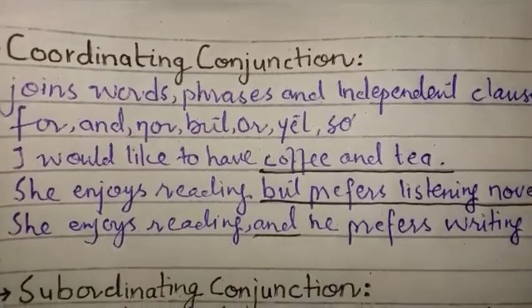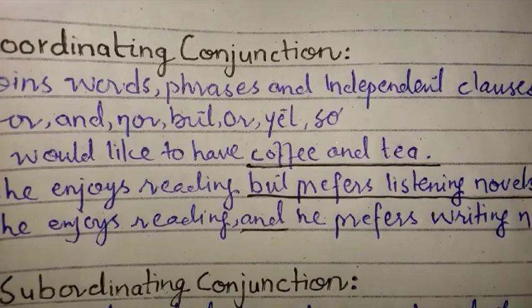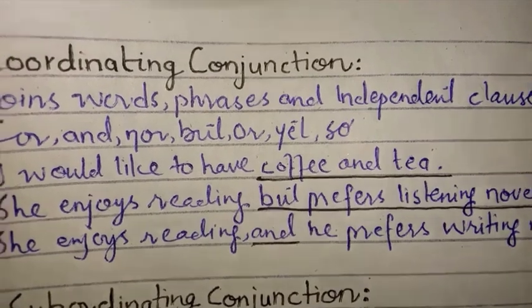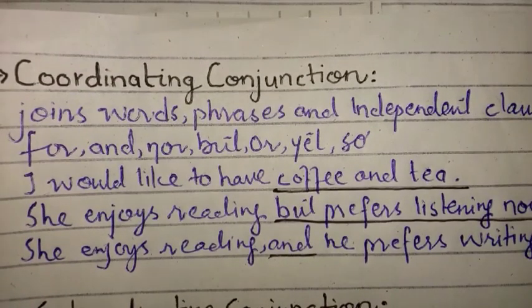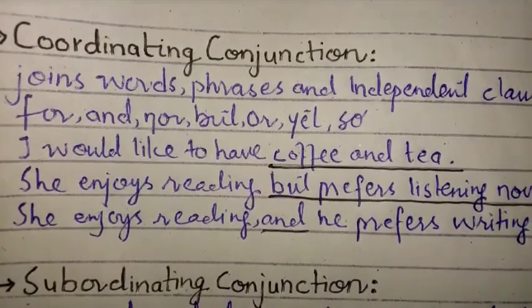For example: for, and, nor, but, or, yet, so. These are our coordinate conjunctions, which are remembered with the help of the acronym FANBOYS. For example, the sentences have been given in the form of examples. I would like to have coffee and tea. Here in this sentence, a coordinate conjunction joins the two words coffee and tea.